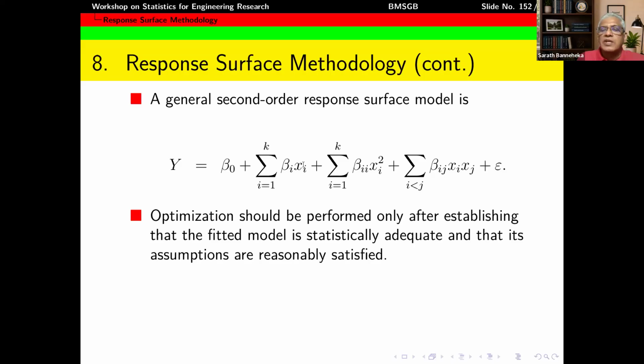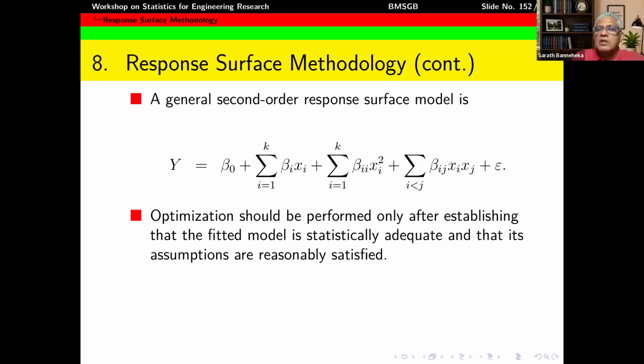Suppose you are considering k controllable variables. Then these terms represent the main effects, and then these represent the quadratic effects. And these are the products, sometimes called interaction effects. So usually we fit this kind of model using regression methods.